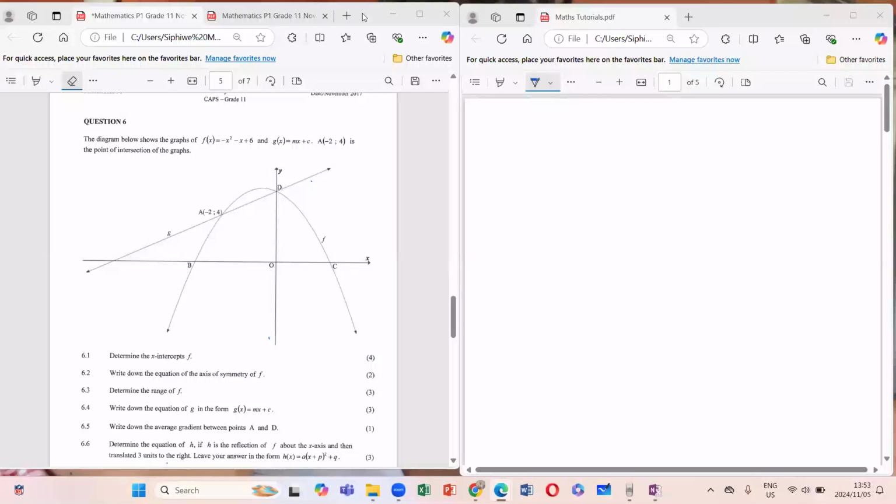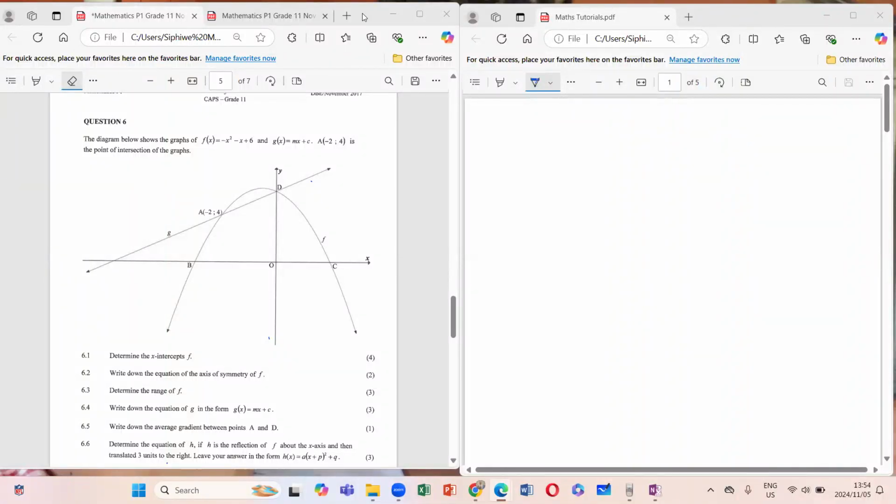So question 6 says the diagram below shows the graphs of f of x equals minus x squared minus x plus 6 and g of x equals mx plus c. A, which is the point (-2, 4), is a point of intersection of the graphs. So 6.1 says determine the x-intercept.